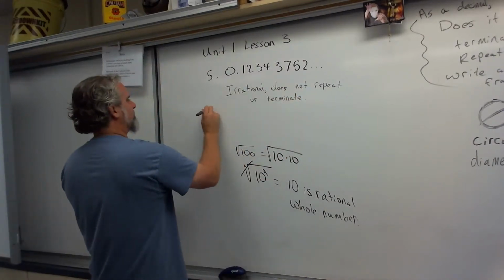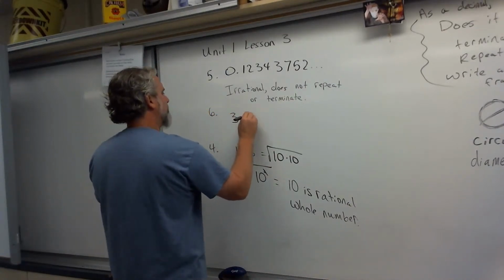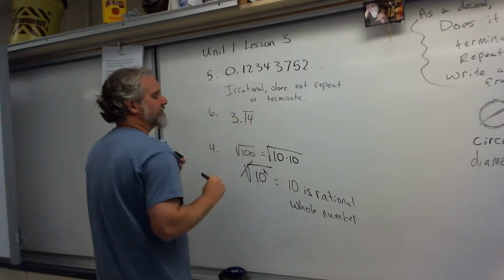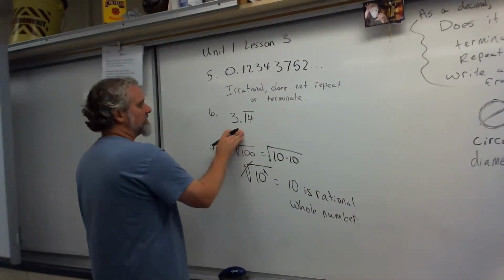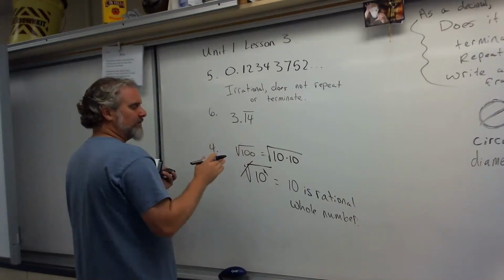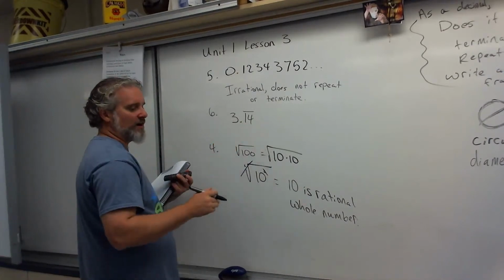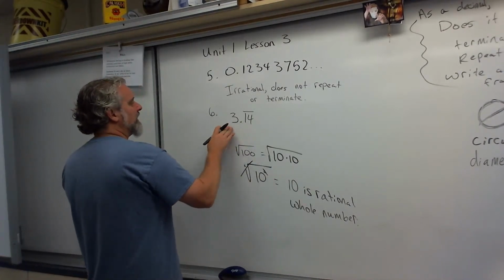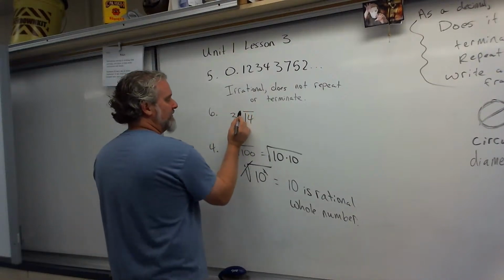And number 6, 3.14 with a bar over the 1, 4. Almost like they're trying to trick us with pi, because in the last homework we had problem number 6. I think it was unit 1, lesson 1. They had number 6 was pi. Is pi rational or irrational? And in this case, we have just 3.14 with a repeating bar over the top.